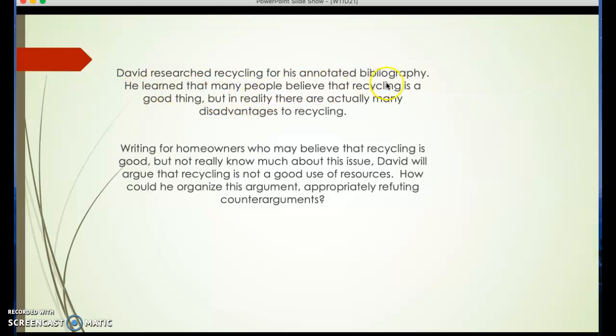He learned that many people believe that recycling is a good thing, but in reality there are actually many disadvantages to recycling. So for this one, he is writing to homeowners who might believe that recycling is good, but no one really knows that much about this issue. So I would say that this is a good structure to use for point by point. So you would present the opposing viewpoint, and then you would back it up with why it's actually not true that recycling is a good thing.